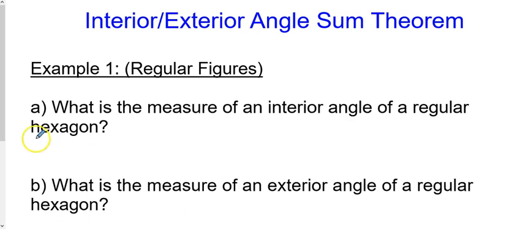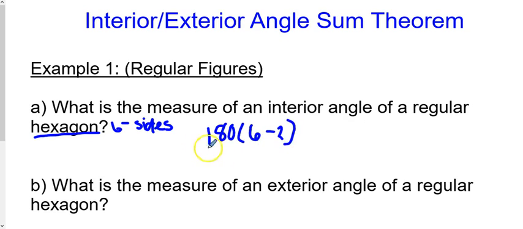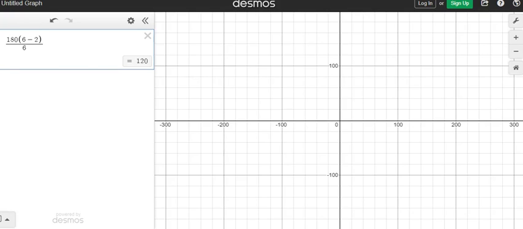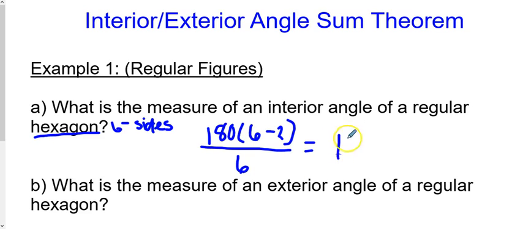Again, a hexagon is a six-sided figure. All right, so I'm going to take 180 degrees, multiply it by the number of sides, which is 6, minus 2, and then I'm going to divide it by the number of sides. And again, Desmos will do this for me, so let's type it in. And we can see that when we type it into Desmos, we get 120 degrees. All right, so let's go back. This is 120.